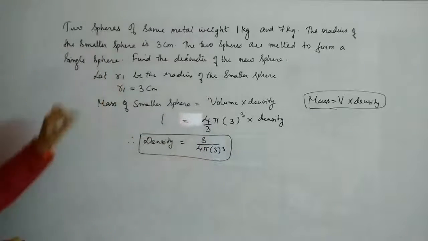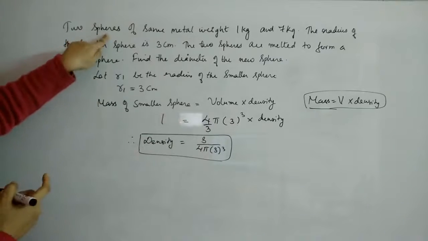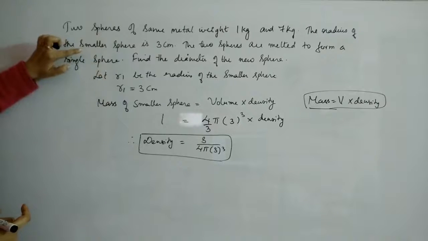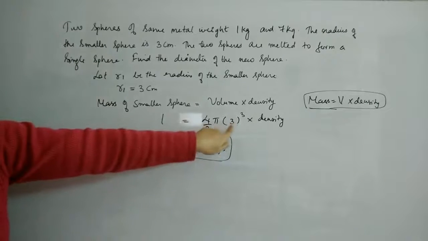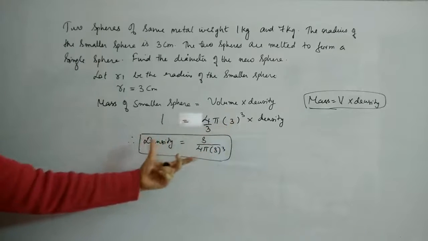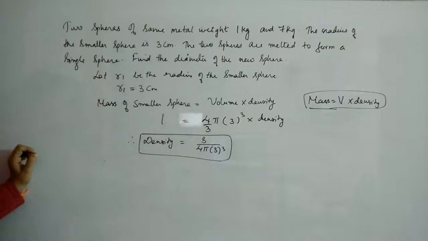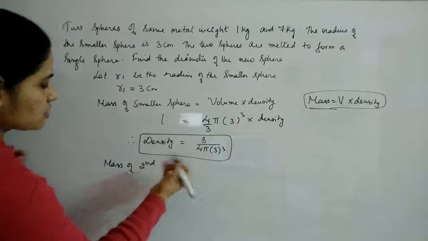Now we have to find out the radius of the second sphere. You have two spheres here. For the smaller one, we have found out the density. Now we will go for the bigger one's radius. Or if we find r cube, that is also enough. Okay. So the next thing is you have to find out the mass. You will start with the mass of the second sphere, or bigger sphere.